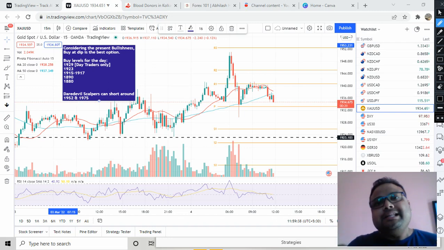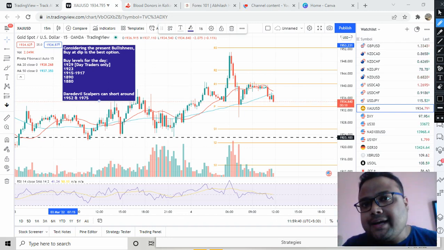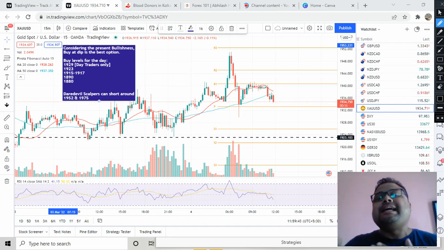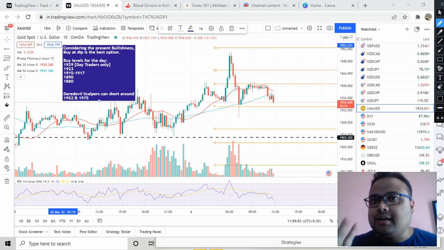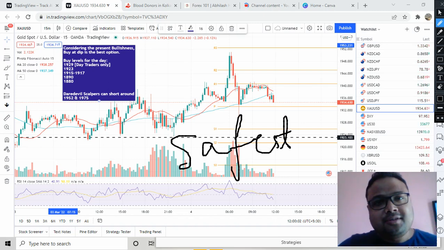Taking a sell position, yes, if you have considerable experience, if you have been scalping for a couple of years, then you can take a sell position. But if you're new to the market, you have recently started trading, then buying at the dip, when it comes down then buy, is the best option for you. Not only the best, also the safest option for you.